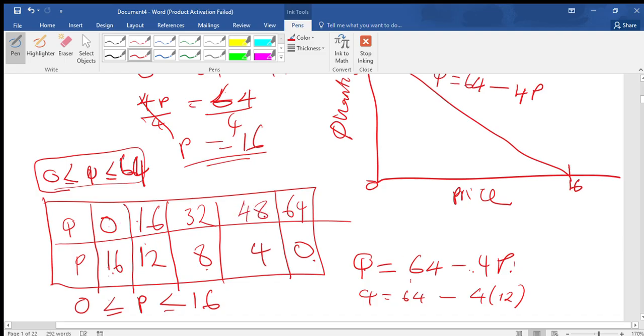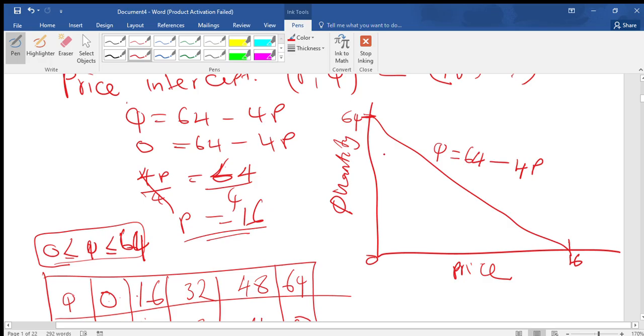So this is how your scale of values are going to be used. If you want to be accurate, you can use those values. If it is just something like a rough sketch, your idea is that this graph is a negative slope, it is going to slant in that direction. It is crossing the price axis at 16, this is the price intercept. It is crossing the quantity axis at 64, this is the quantity intercept. So the rest of the values are just in between here.